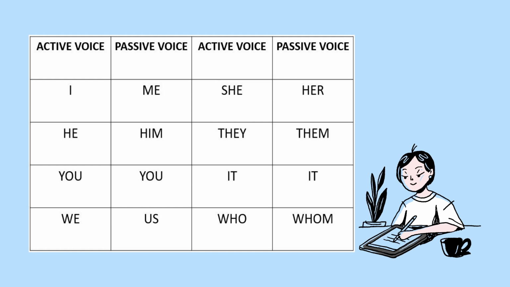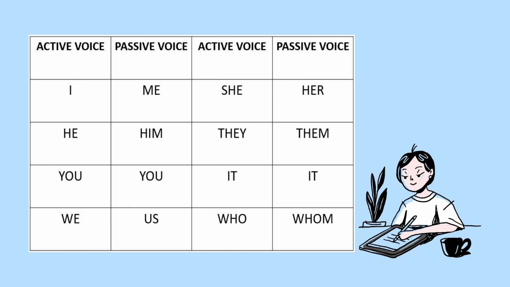Here, you remains you, but the sentence changes. You read the book becomes the book is read by you. We enjoyed the dinner becomes the dinner was enjoyed by us. Now, try to make similar sentences using she, they, it and who, and send your answers to us in the comment section.